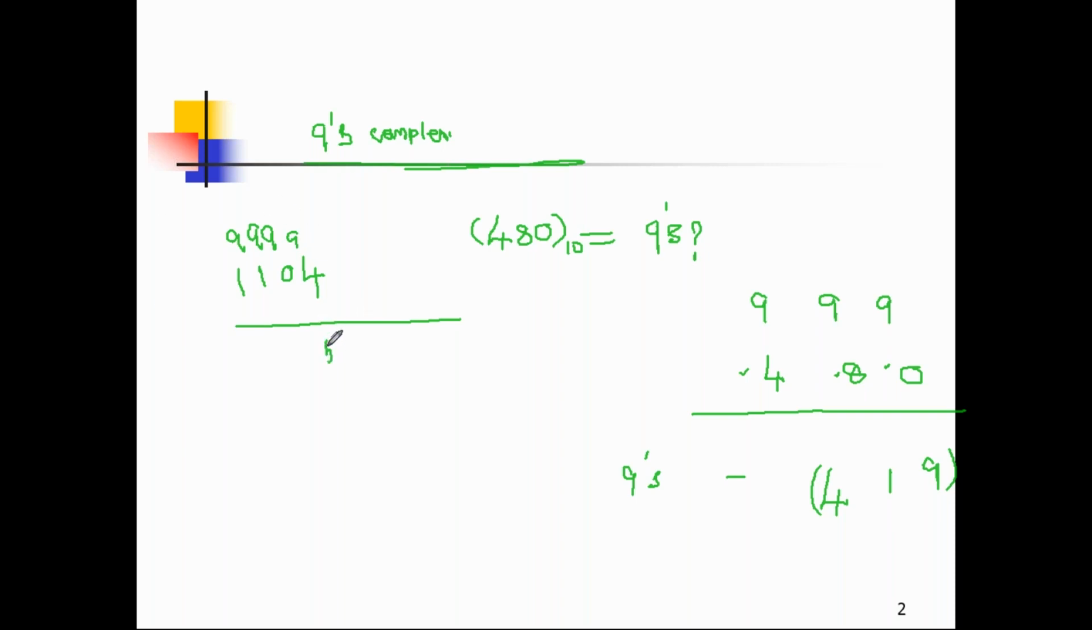9 minus 4, 5. 9 minus 0, 9. 9 minus 1, 8. 9 minus 1, 8. So this is called nine's complement. Now I'm moving to the ten's complement.